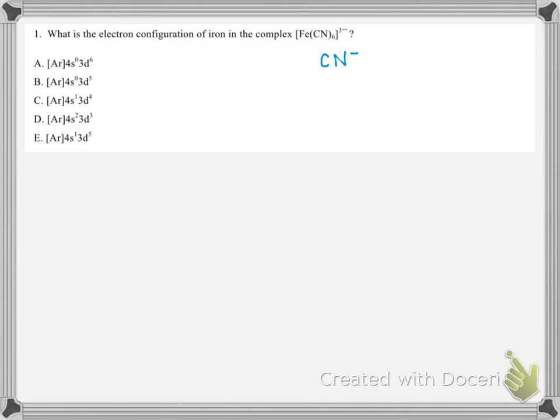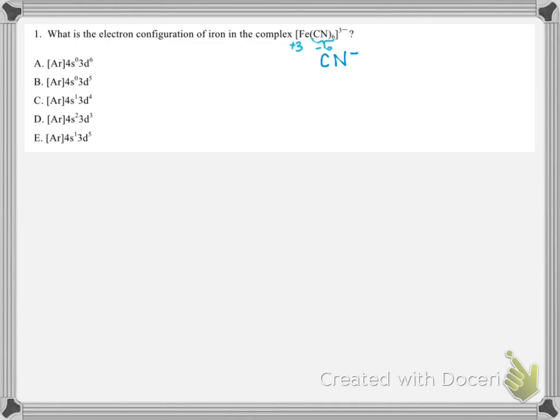So, the first question asks what the electron configuration of iron in this iron cyanide complex is. We know that cyanide exists as CN-, and we have 6 of those cyanides. So those are overall contributing a -6 to this complex. And since the charge is overall -3 on the entire complex, the iron must be +3. That's really important for when we figure out how many electrons it has and where those electrons are.